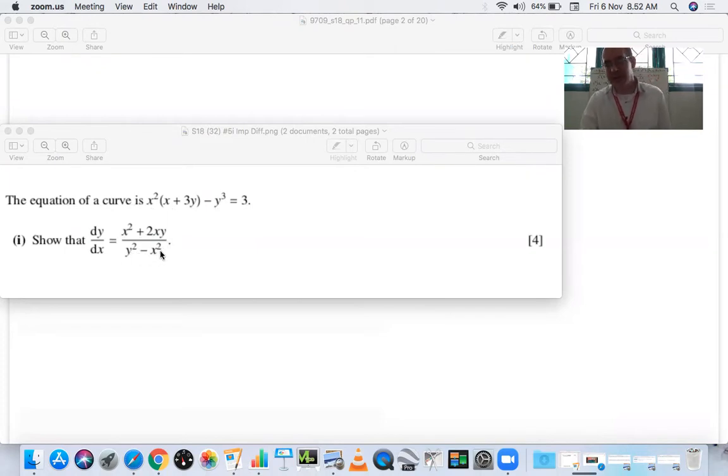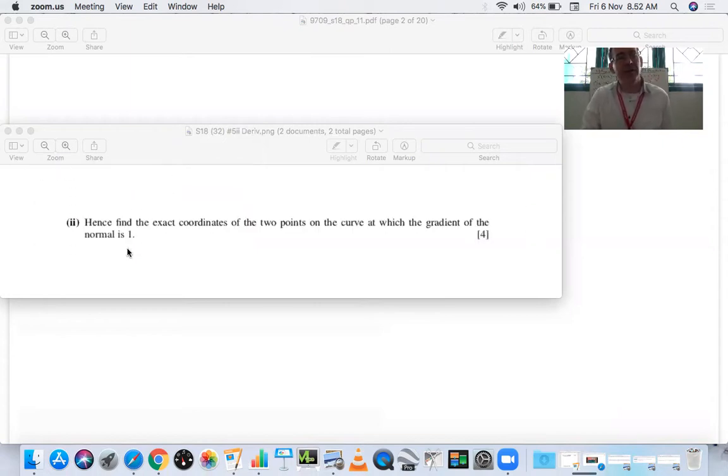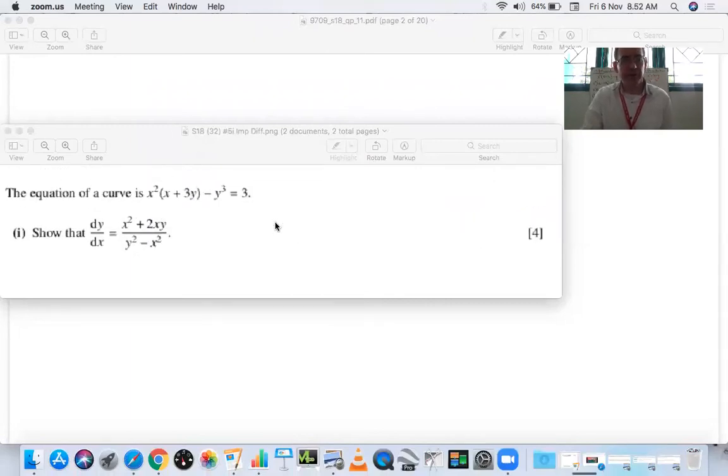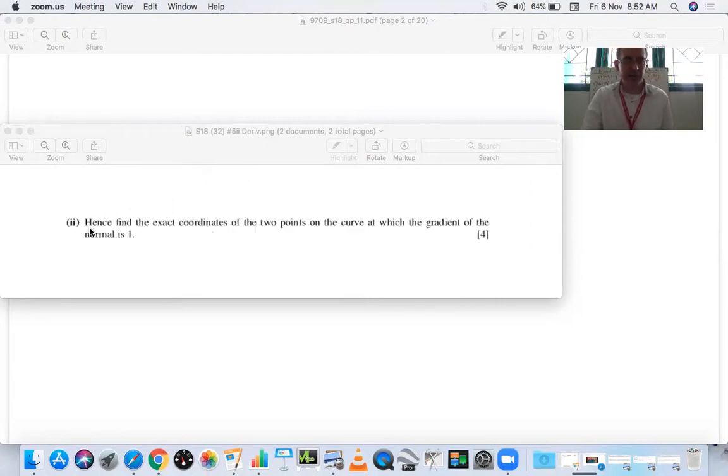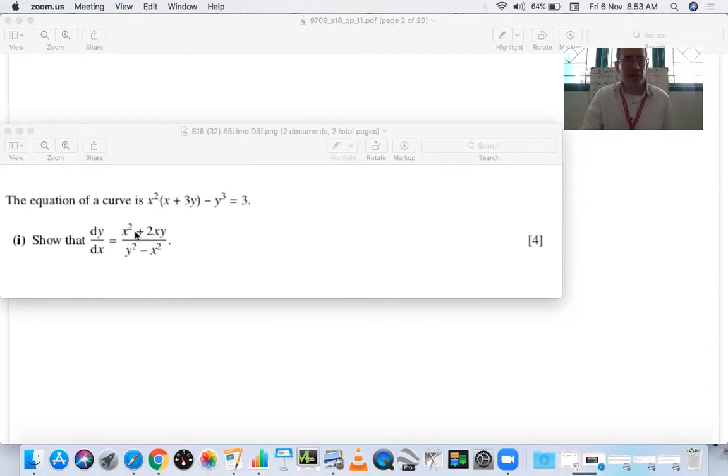Now, usually when they take implicit differentiation and make it a show problem, it's the first part, and then they want you to do a follow-up to it. We'll look at the follow-up a little bit later. The nice thing is, in case you can't show it, you still have your starting point for the second part of the question. But let's do the show part. Let's go back to the board.